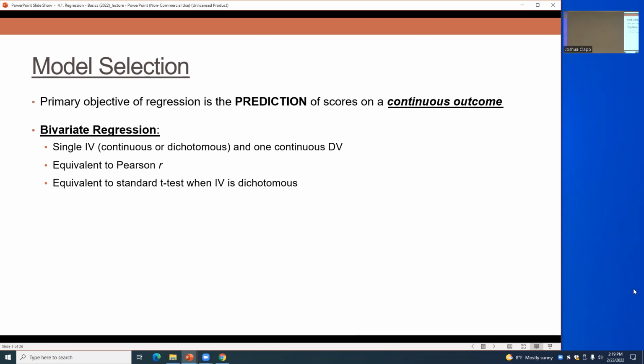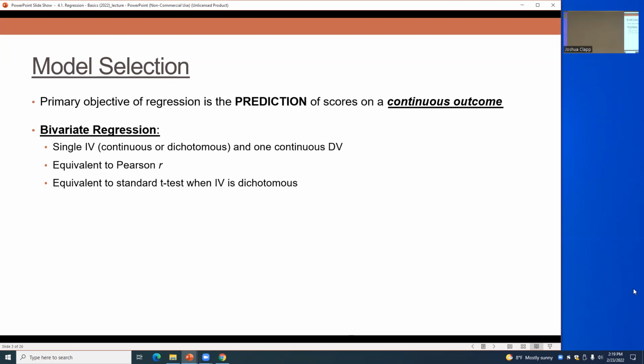So if we've got a single independent variable or a single predictor that can be continuous or dichotomous, and one continuous outcome, our bivariate regression is going to be equivalent to a Pearson correlation. It's the same thing. Our bivariate regression is also equal to our standard independent sample t-test when my independent variable, my predictor, is dichotomous.